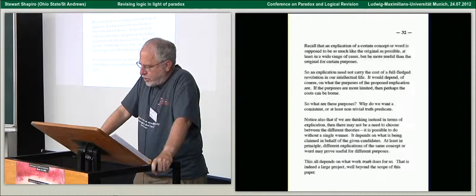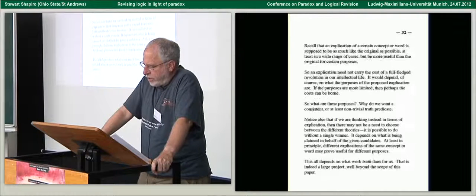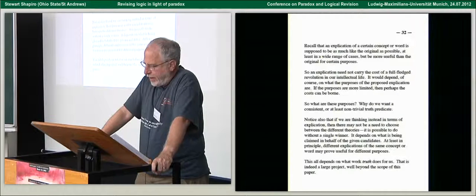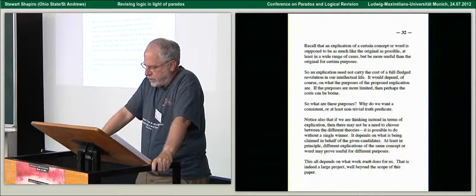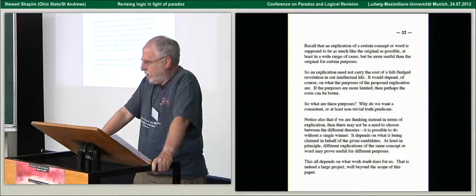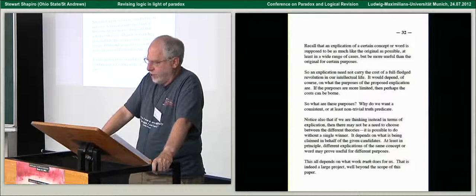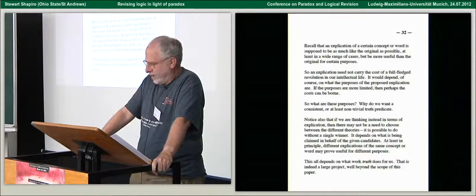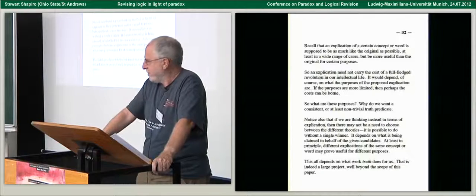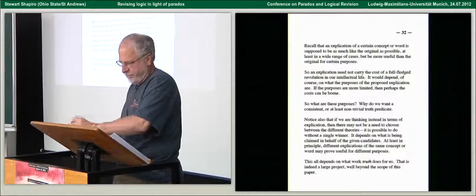All right, so if we're thinking in terms of explication, we don't have to choose a winner, but it depends on what's being claimed on behalf of the candidates. At least in principle, the different explications might serve different purposes. But then it depends on what work truth is doing for us. Well, that's a big project, and if I had another 2 hours, we could start on that, but we're out of time, and that's well beyond the scope of this paper. Right.